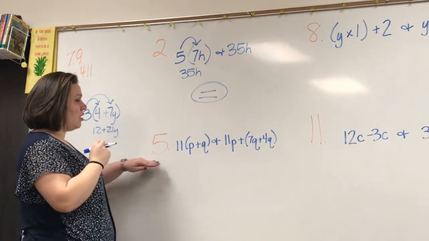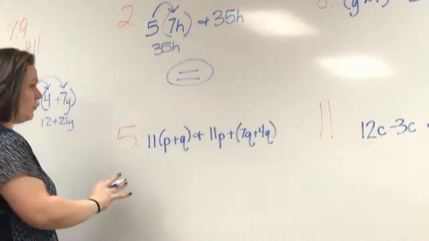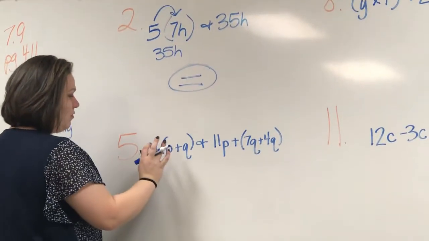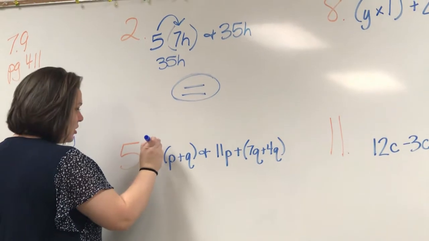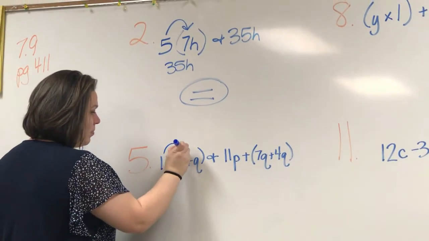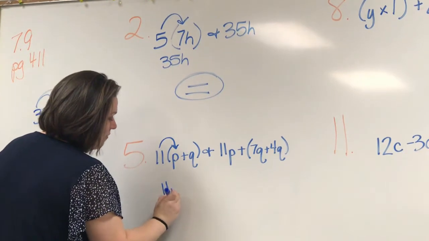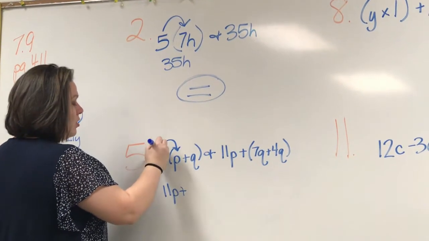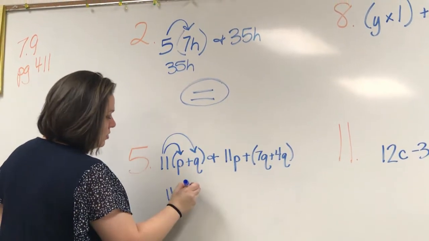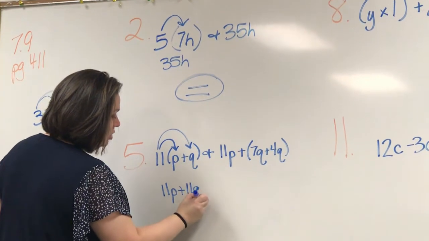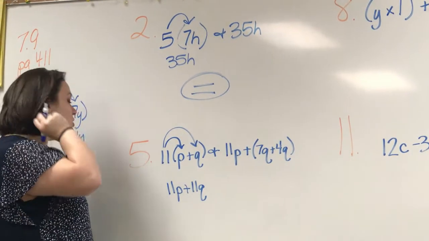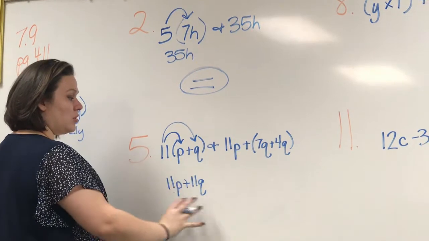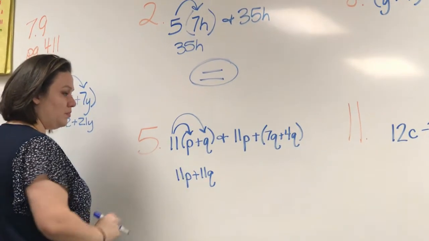Okay? Number 5. First, I'm going to work on this side of the expression, and I'm going to do my jumping, so that would turn into 11p. Keep my same symbol. Do my jumping over here, and this would turn into 11q. So this is what it looks like when it's all together.